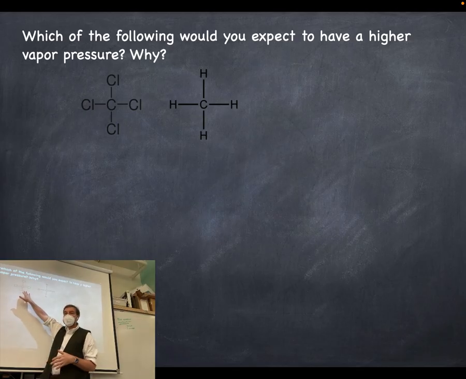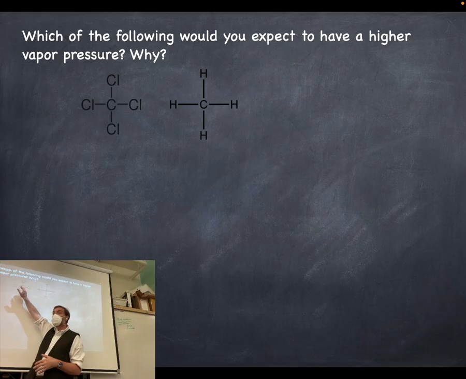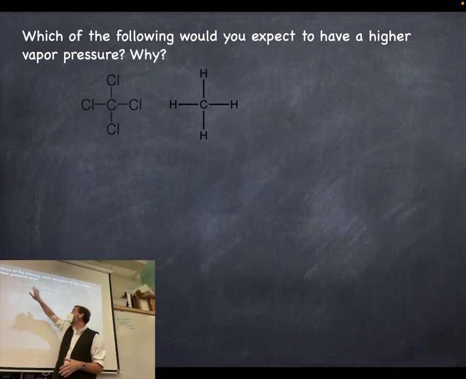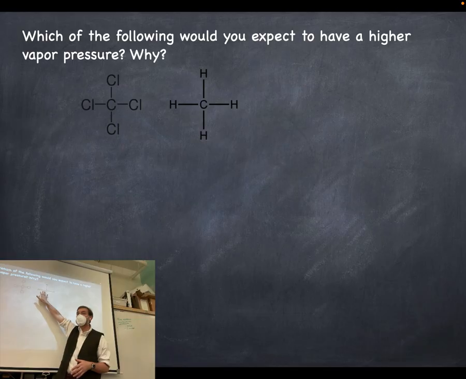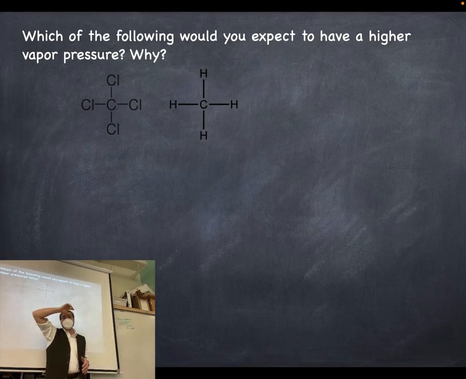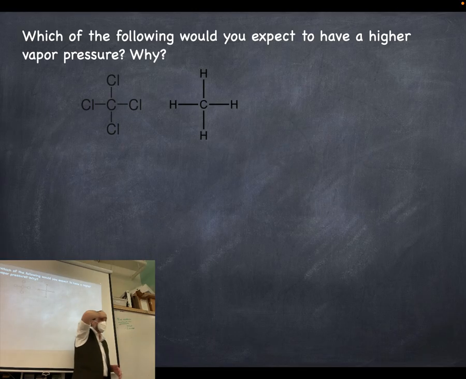Is it symmetric? Yes, absolutely symmetric. CCl4. Sure, the bonds are polar. Chlorine is more electronegative than carbon, but it is an even symmetric tetrahedral molecule. Non-polar. Methane, CH4, same thing. Carbon's more electronegative than hydrogen, but this is a symmetric tetrahedral molecule. Non-polar. These are both non-polar. What type of intermolecular forces are there in non-polar molecules?